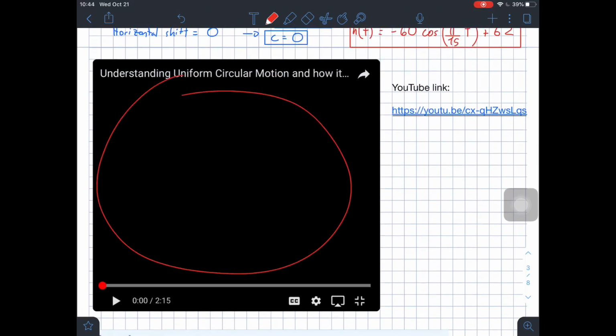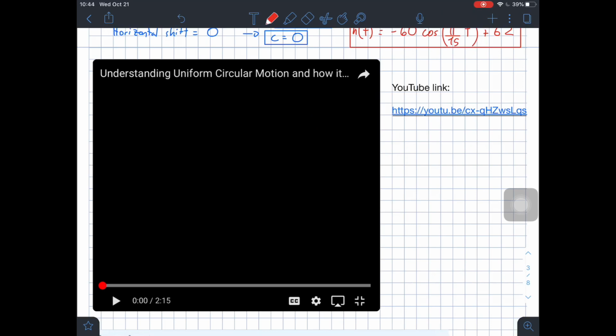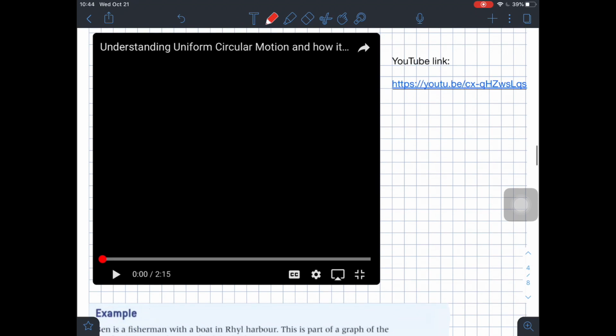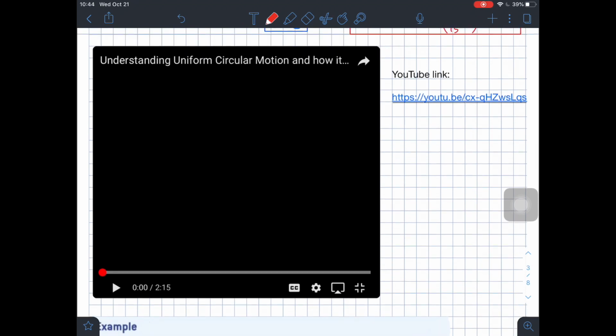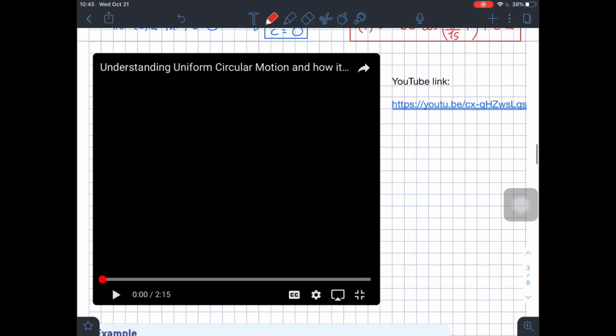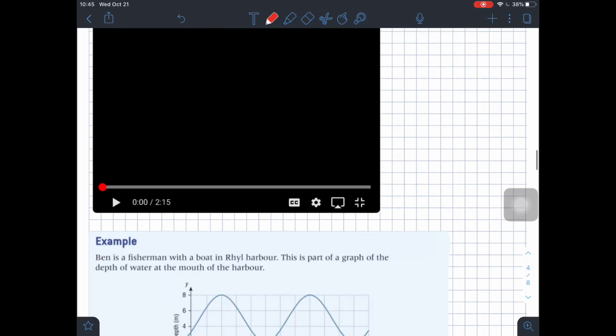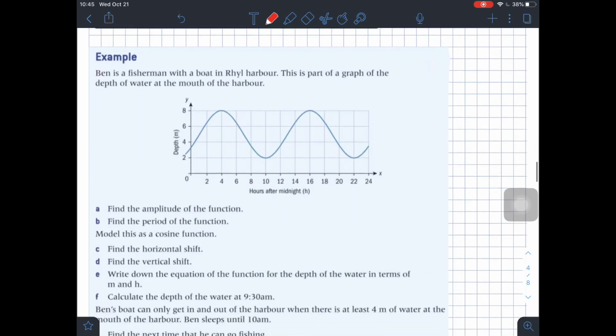There's a video here which I'm going to be posting in the same electronic assignment in Google Classroom, where you will be able to finish understanding in case you're not visualizing how circular motion works. If you see this video, it's a short one. It's just two and a half minutes approximately, where you're going to see how to visualize how a periodic or circular motion works. Okay, so let's see this example.